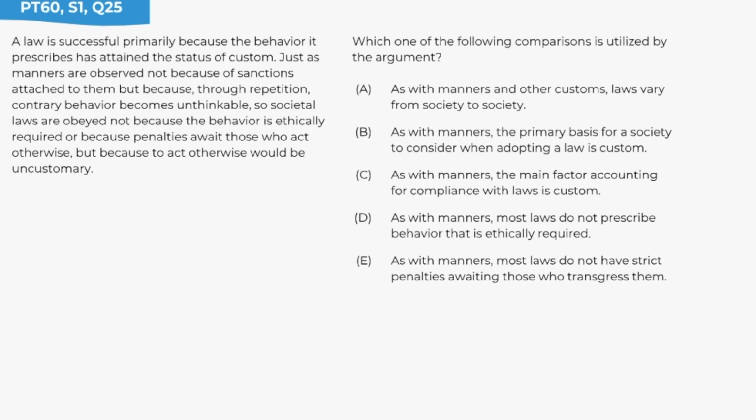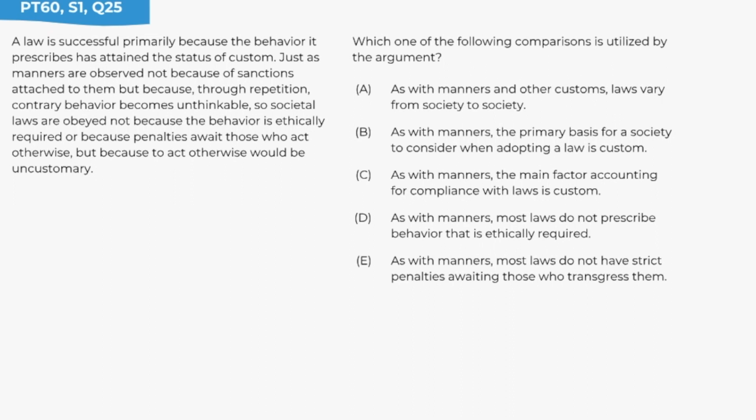A says, as with manners and other customs, laws vary from society to society. Okay, well, this looks like it's going to be a little bit more complicated than just looking for the one that says it argues by means of an analogy. It looks like each of these choices are very similar. In fact, look at the way they begin. A says, as with manners and other customs. B says, as with manners. C is as with manners. D is as with manners. E is as with manners.